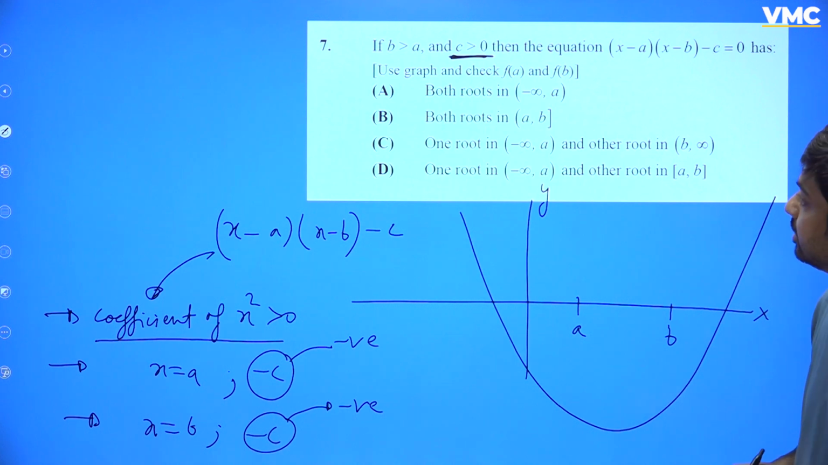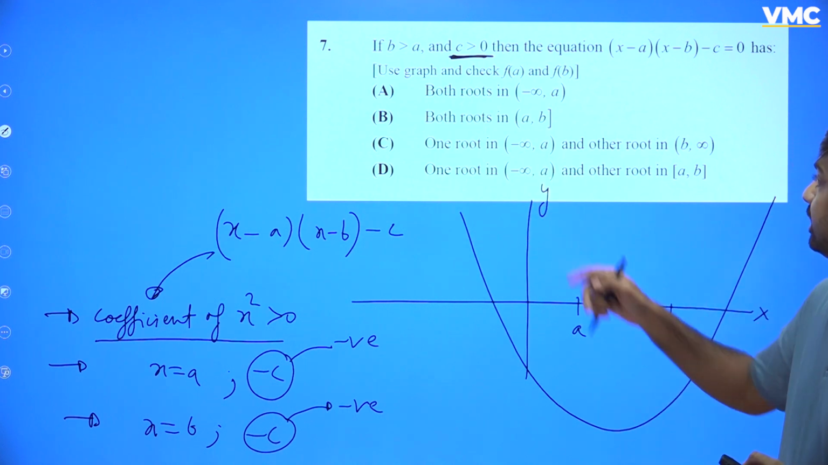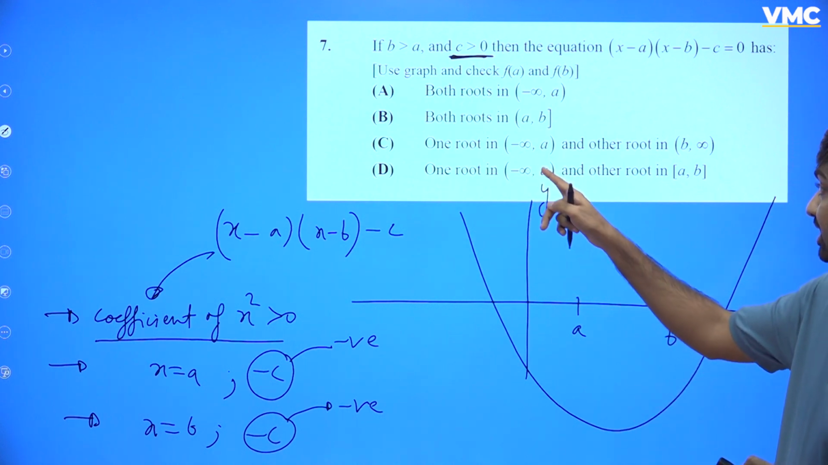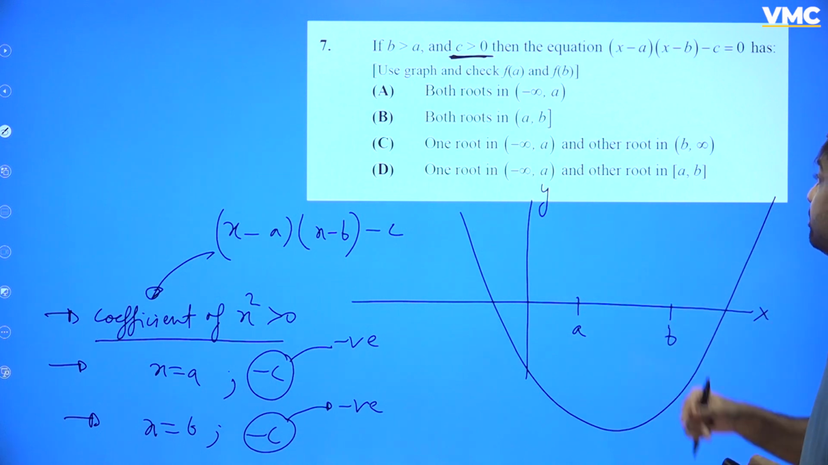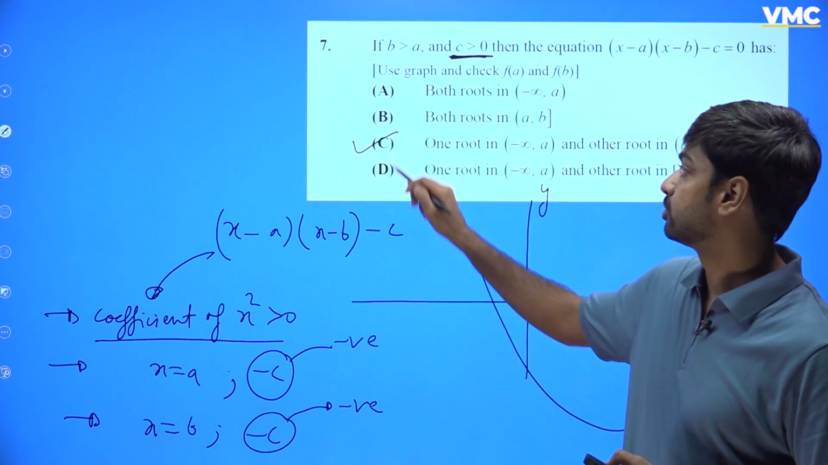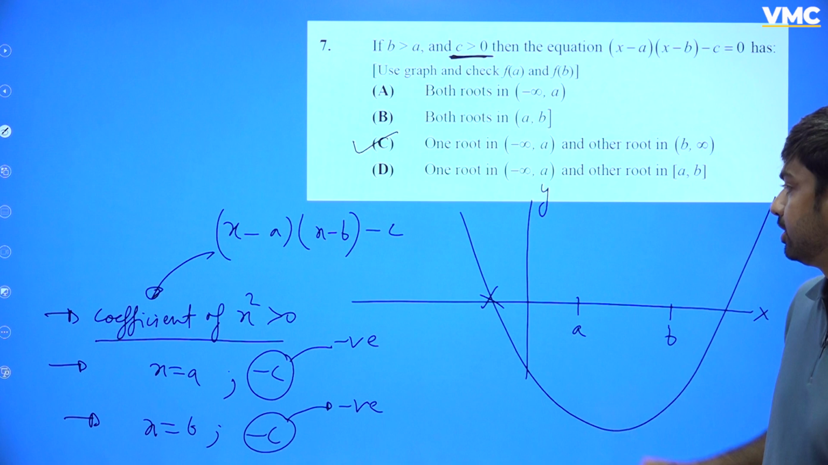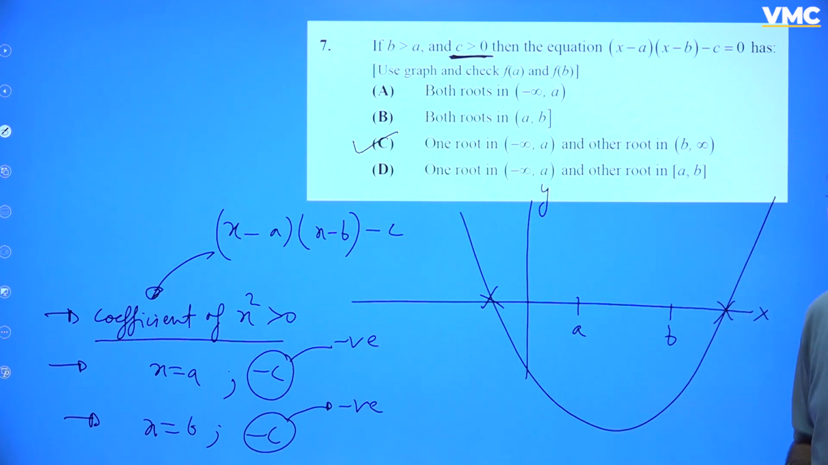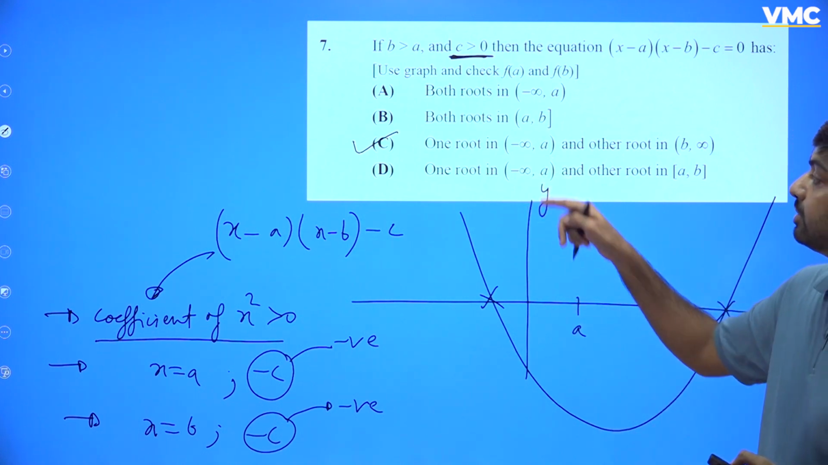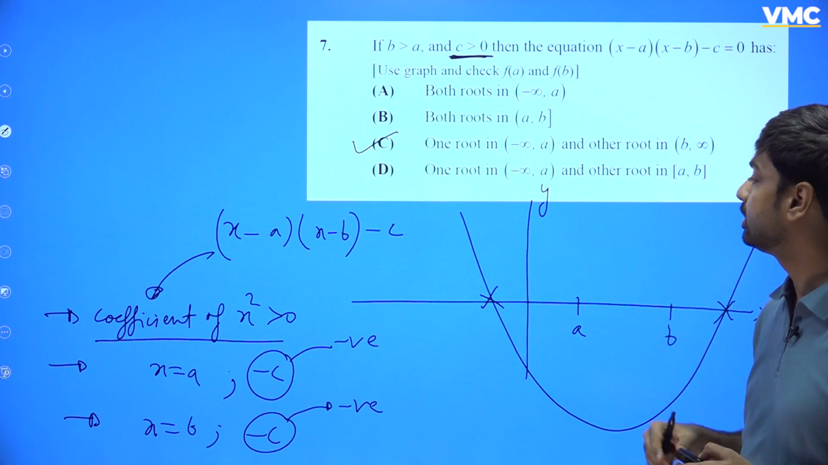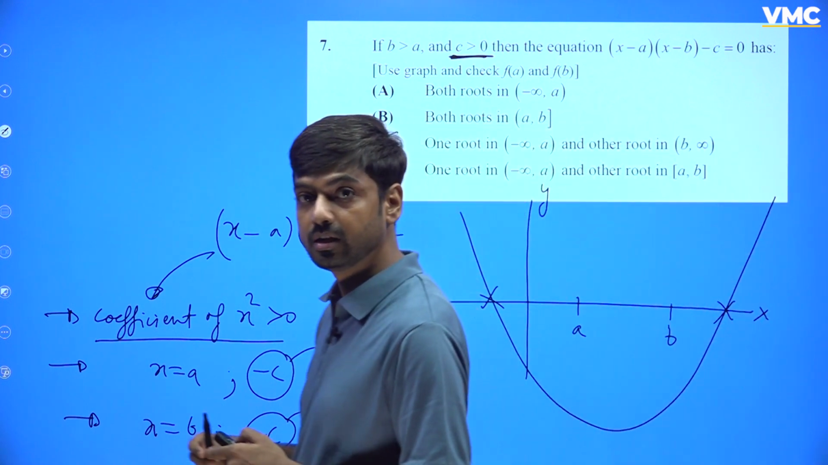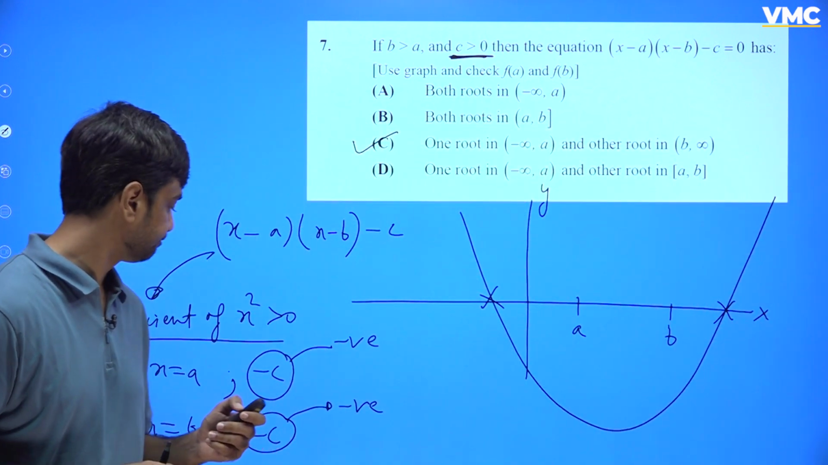So I can see from here you can easily check one root in minus infinity to a and the other root in b to infinity. So the answer for question number 7 is, here we have the one root and here we have the second root. So for question number 7, one root is in minus infinity to a and the other root is in b to infinity. So this is the solution for question number 7.